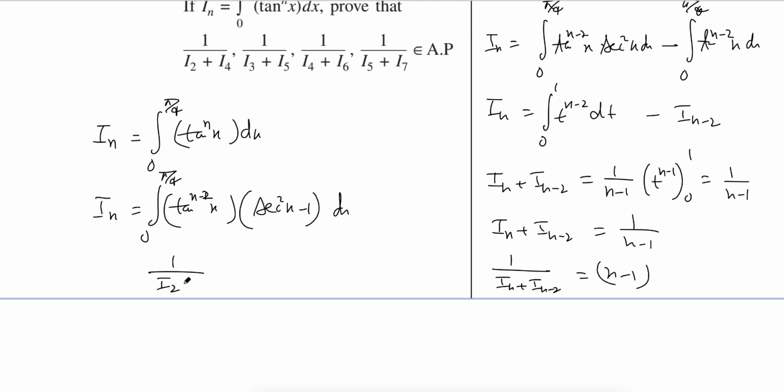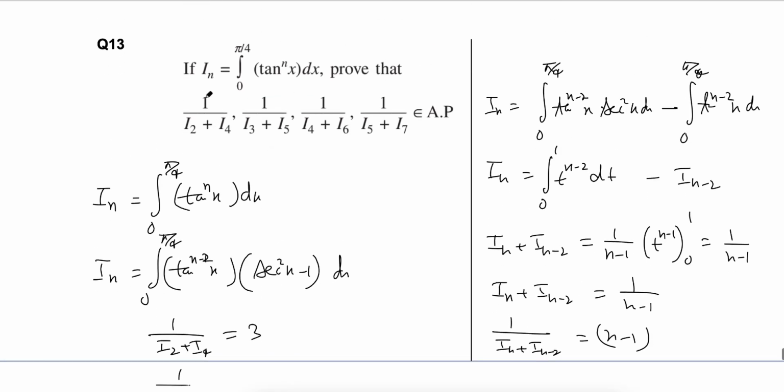1 by (I_2 plus I_4) will be equal to 3. 1 by (I_3 plus I_5), we can write it here itself. For n equal to 4 you can put, so this value is 3. For n equal to 5 I will put, so that will become 4. N equal to 6, so 5. N equal to 7, so this will become 6. This is nothing but 3, 4, 5, 6. AP, na. Is this clear?